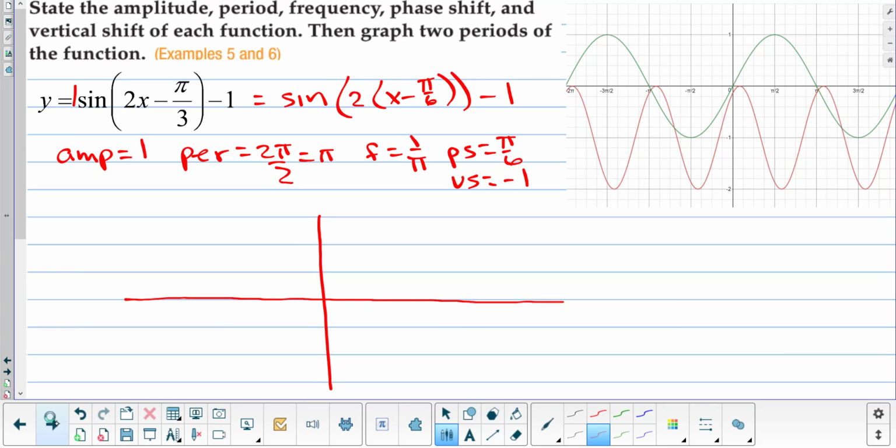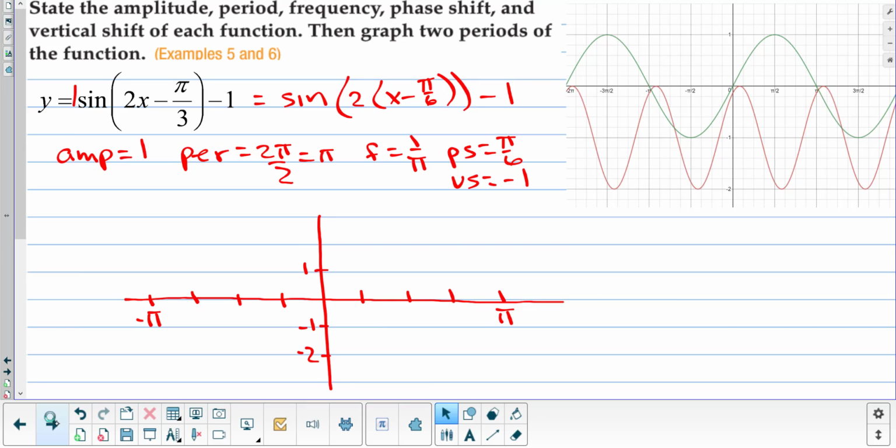One, two, three, four, there's pi. 1, 2, 3, 4, negative pi. Amplitude is 1, and we're going to go down 1, so our lowest value will be down there at negative 2. Let's graph sine with the correct amplitude and period. So here's sine.